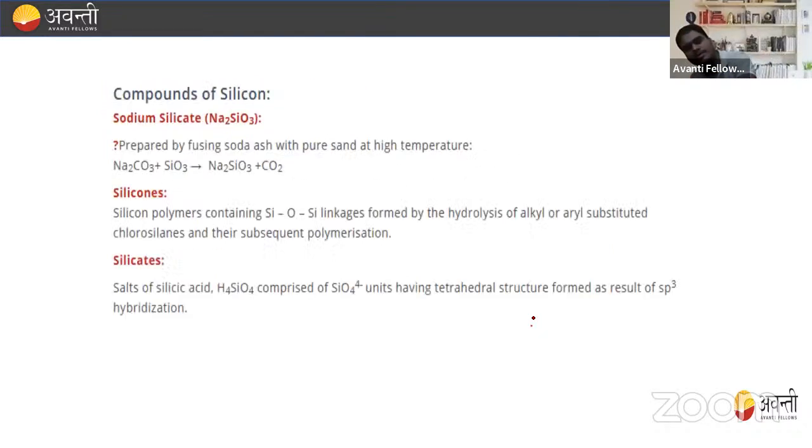Now, this is all about group 14. Yeah. So now we are studying the compounds of silicon. Compounds of silicon also play a very important role, like sodium silicate. This is the first compound, sodium silicate. Basically, it is prepared by fusing soda ash with pure sand at a high temperature.